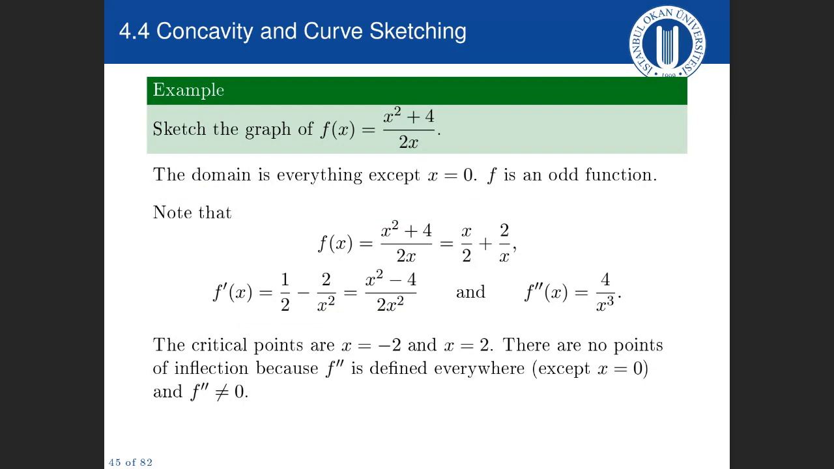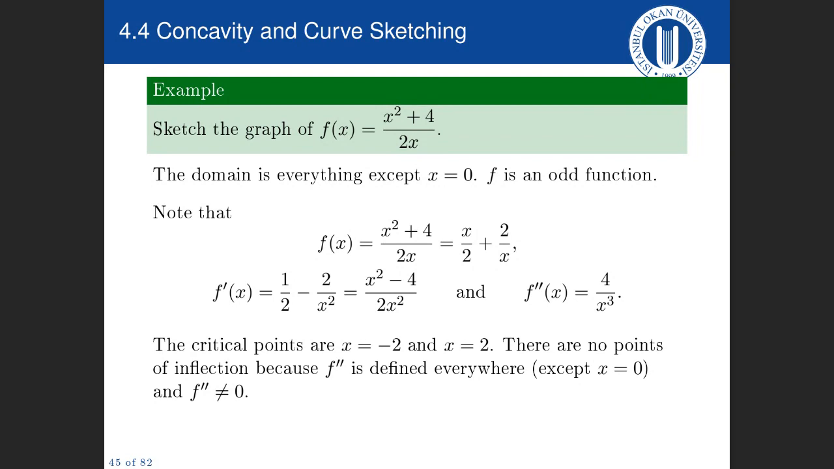And we know that there are no points of inflection because f double prime exists everywhere in the domain of f. F double prime is defined everywhere except at x equal to 0, but x equal to 0 is not in the domain of f. So we're not ignoring that. And f double prime is always not equal to 0 where it exists.